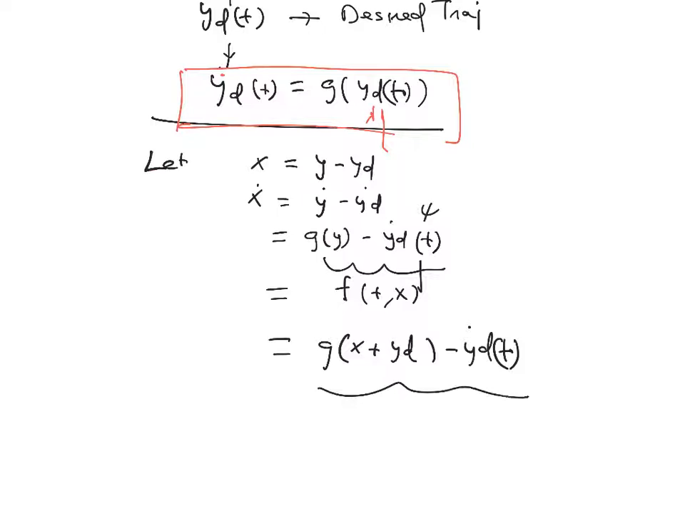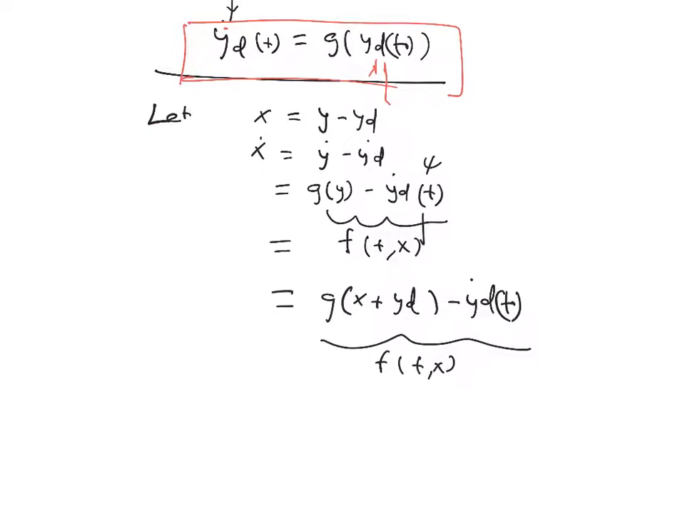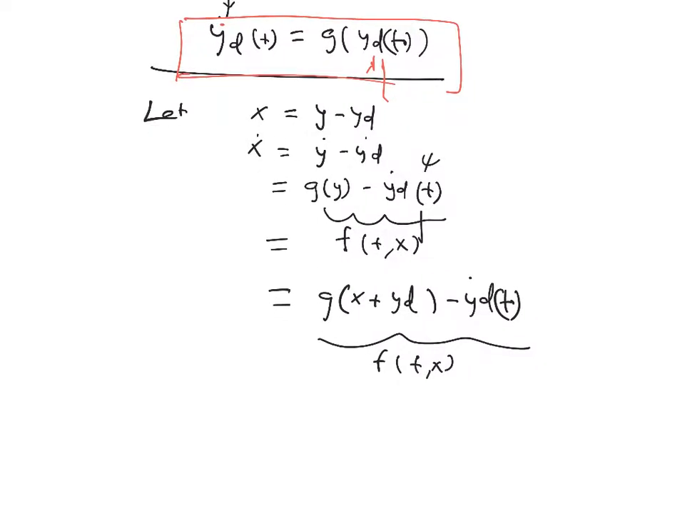Which is f of t, x. Okay, and you can see that f of t, 0 is 0. See, right? If I say f of t, 0, what does it mean? It means I'm putting x equals 0, right?